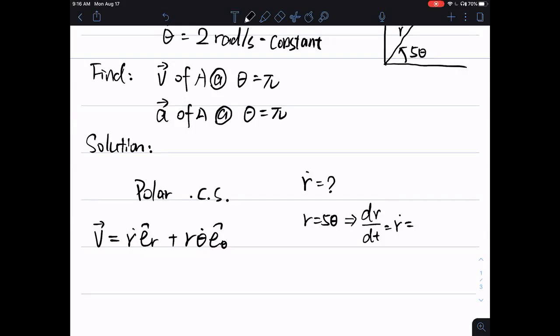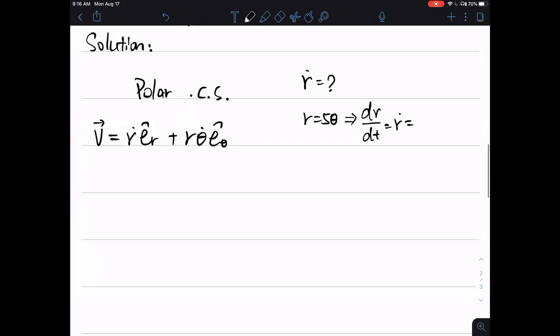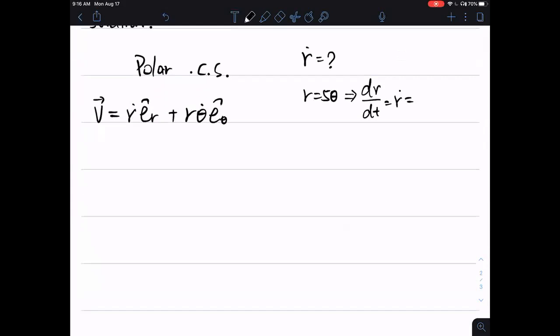What is the answer here? What is r dot? Go ahead. 5 theta dot. Yeah, that's it. It's not too hard. 5 theta dot. Okay, so now we know what is r dot.